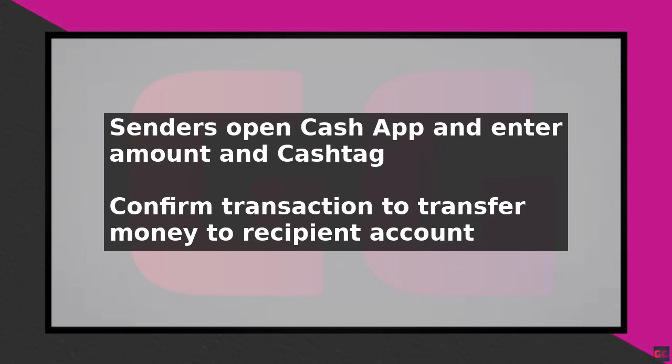To receive money, the sender will need to open their own Cash App, navigate to the main screen, and tap the Send Money tab. They will then enter the amount they want to send and your cashtag. After the sender confirms the transaction, the money will be transferred to your Cash App account instantly.